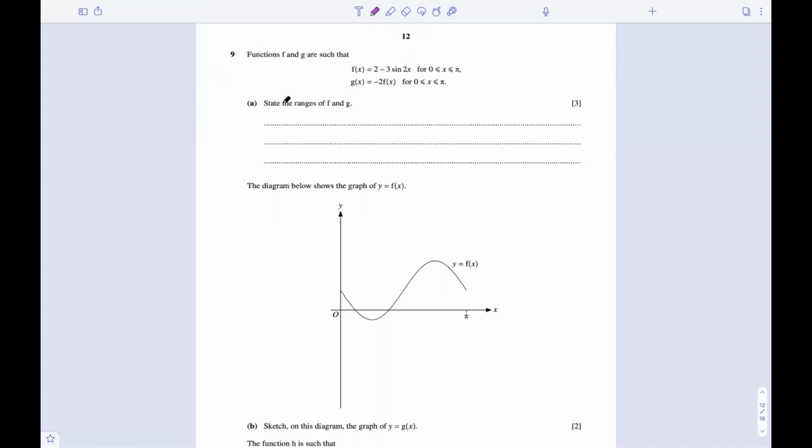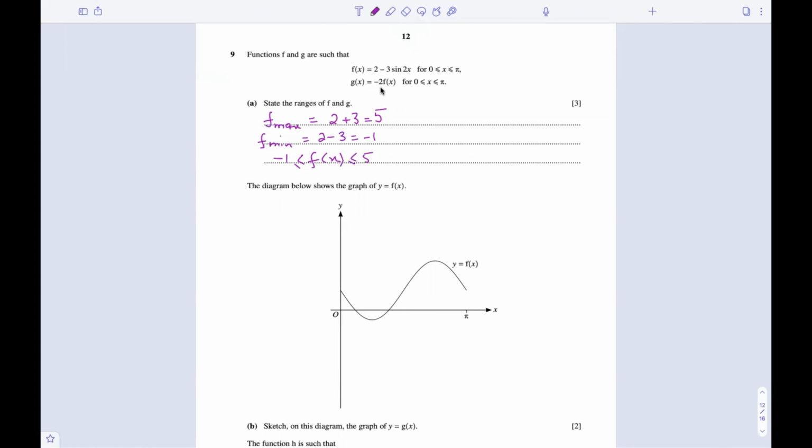In question 9, we have two functions f and g. f of x is 2 minus 3 sine 2x and g of x is minus 2 f of x. We have to find the range of f and g. So for the maximum value of f, we add 2 to the amplitude, which is 3. So this will become 5. And for the minimum value, we subtract the amplitude from 2, which will become minus 1. So f of x will be greater than or equal to minus 1 and less than or equal to 5.